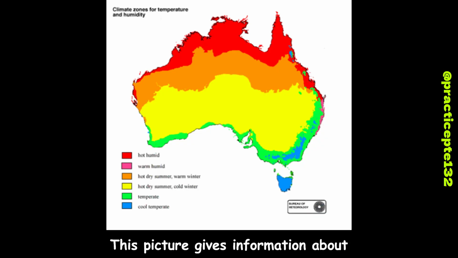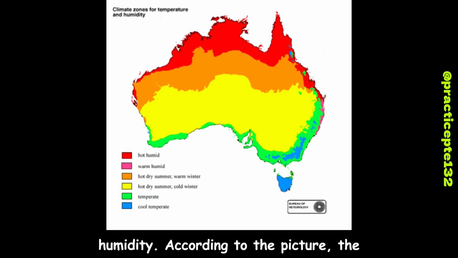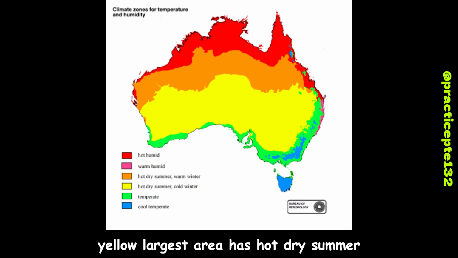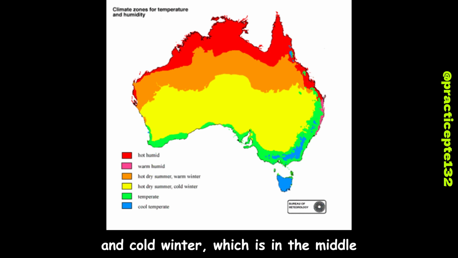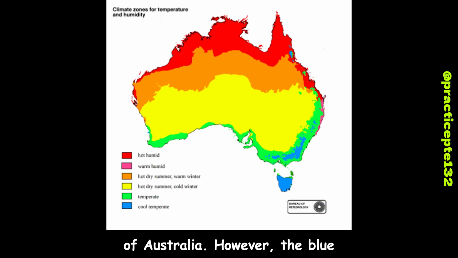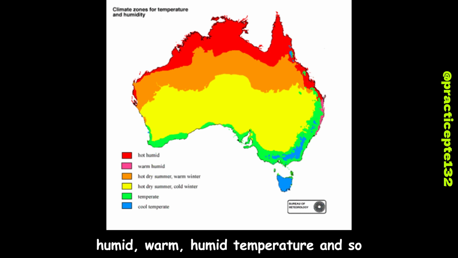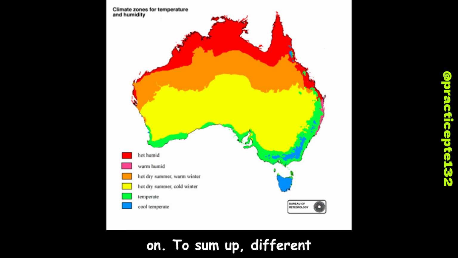This picture gives information about climate zones for temperature and humidity. According to the picture, the yellow, largest area, has hot dry summer and cold winter, which is in the middle of Australia. However, the blue, smallest area enjoys cool temperature. It is in the southeast of Australia. Other areas' conditions include hot humid, warm humid, temperate and so on. To sum up, different areas in Australia have different climates.